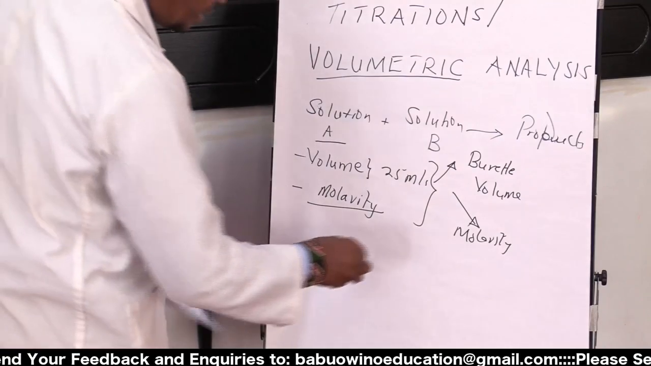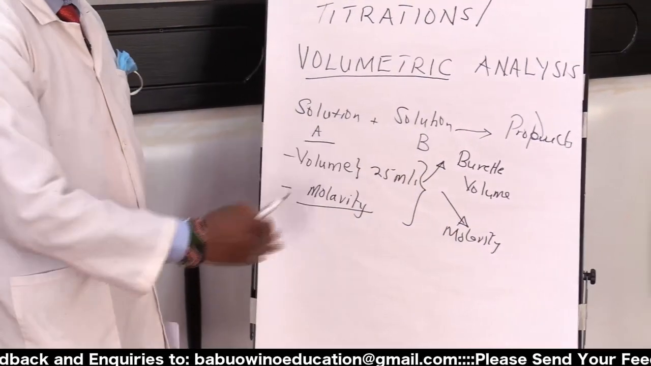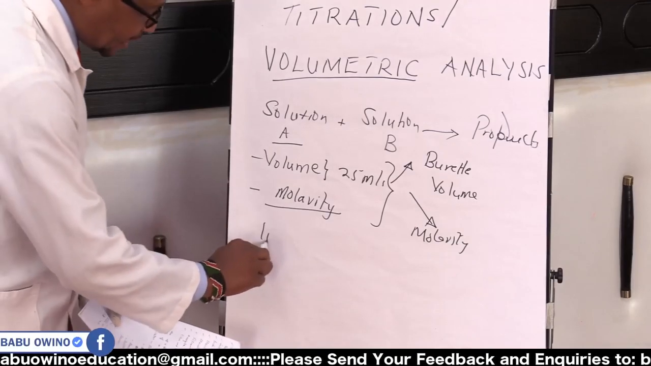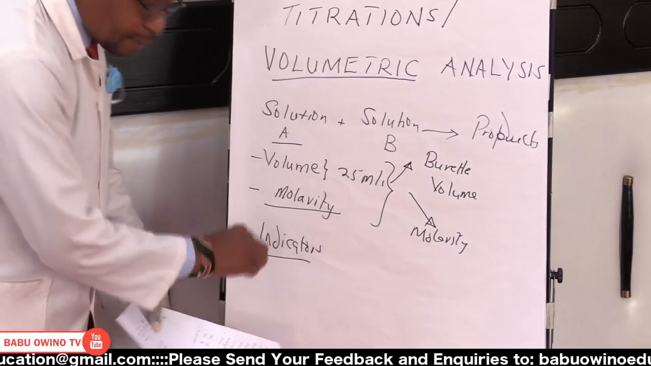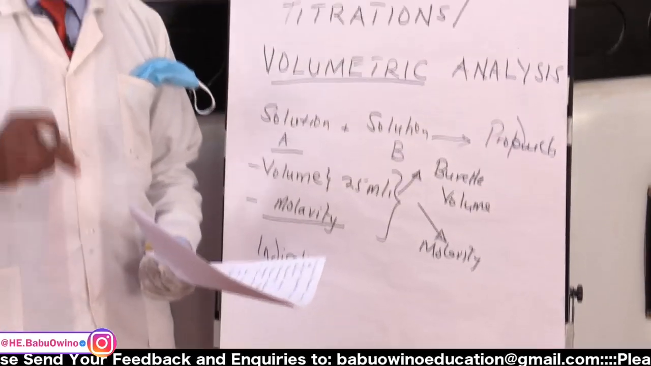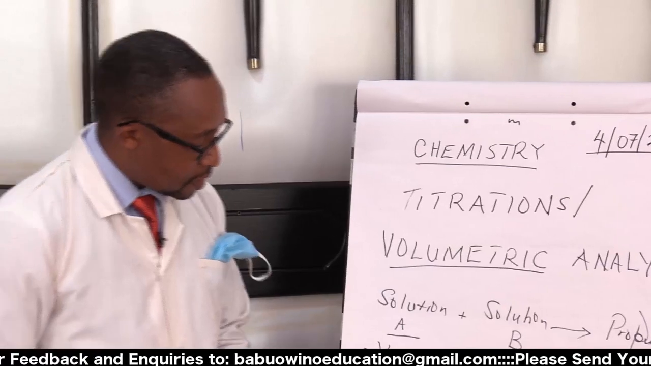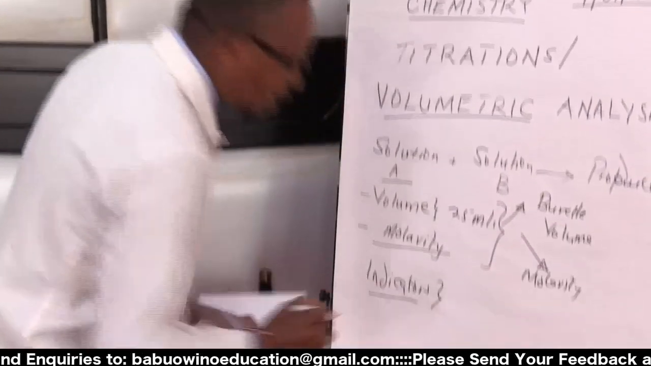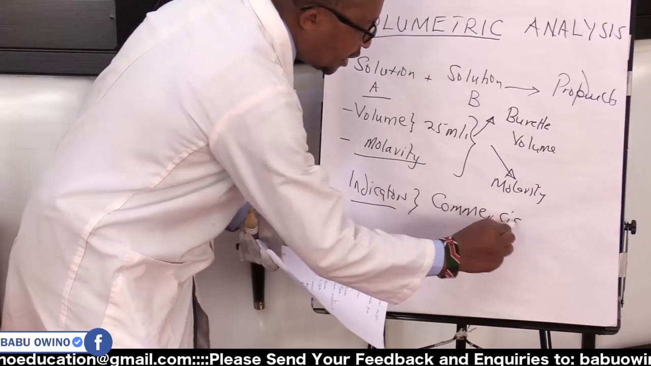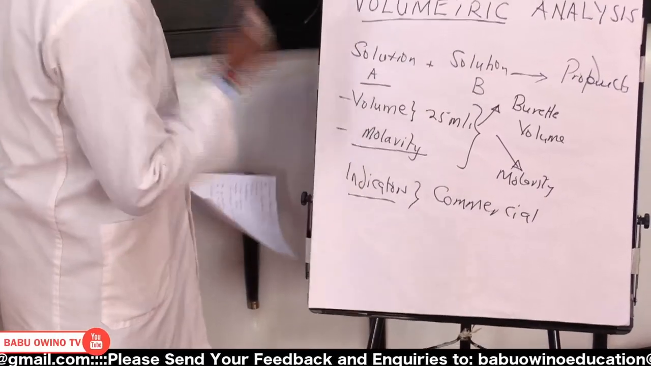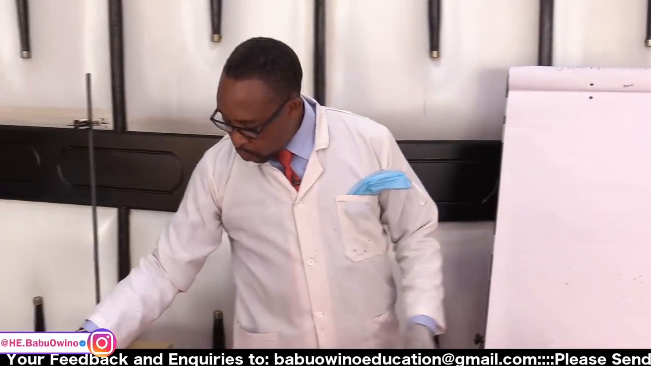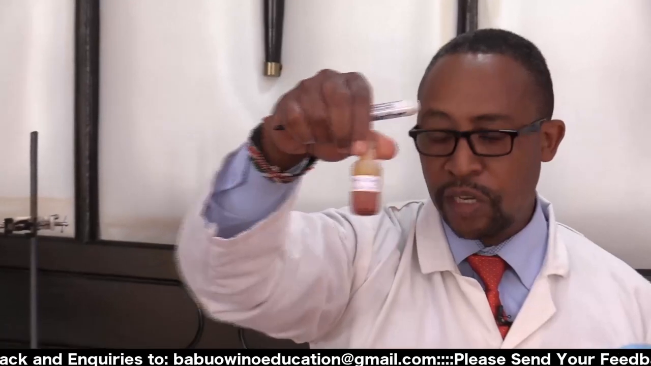Now, how do we know that these two have reacted? We do that by use of indicators. These are chemicals that show different colors in an acid and different but definite colors in a base. And these ones are called indicators. Those ones that we buy, they are simply called commercial indicators. We have very many indicators in chemistry. One of them is methyl orange, and we shall use it today.